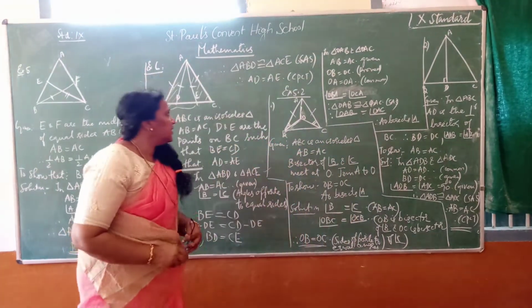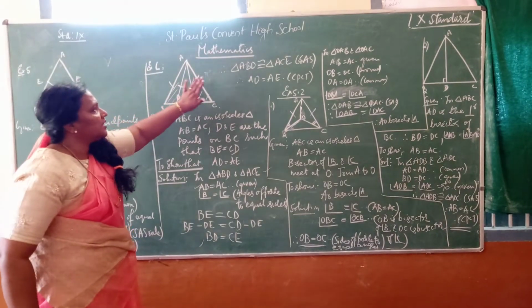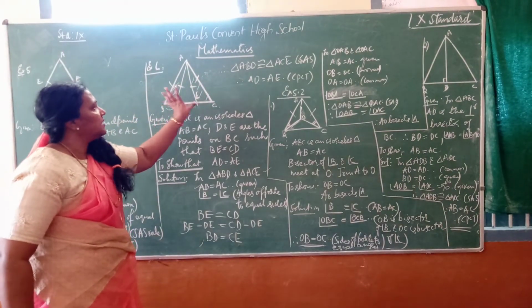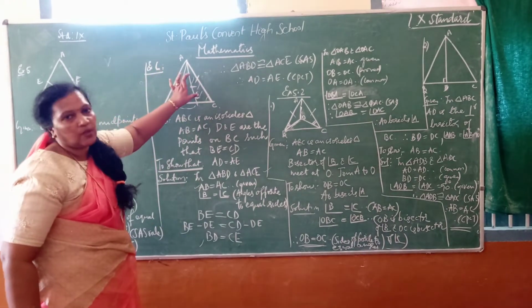Once again, children, it says that ABC is an isosceles triangle and AB is equal to AC. BE is equal to CD. This is given. What you are supposed to show is AD is equal to AE.